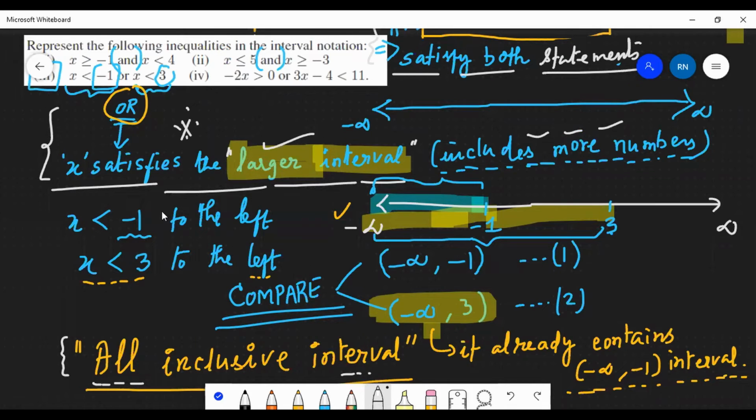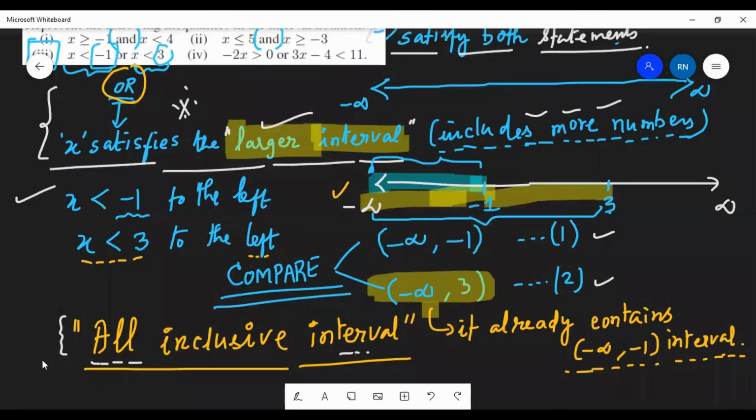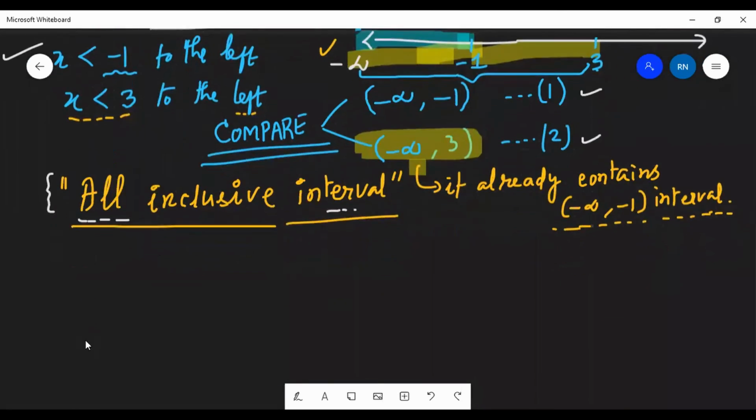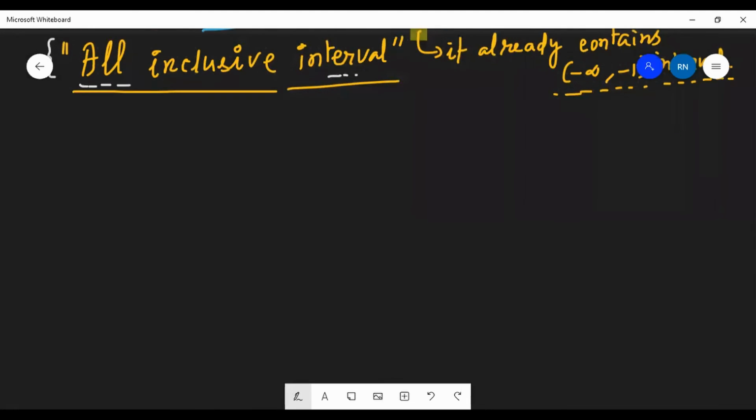So what we have done: statement 1, x less than minus 1, we plotted and highlighted in a different color. X less than 3 I highlighted in a different color. We wrote both interval results, result 1 and result 2, and then compared which one is bigger than the other interval, or which one includes the previous interval also. So all inclusive, the final answer is minus infinity to 3. Good. I hope all are understanding.